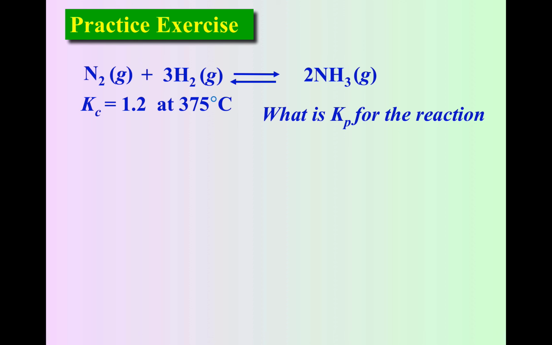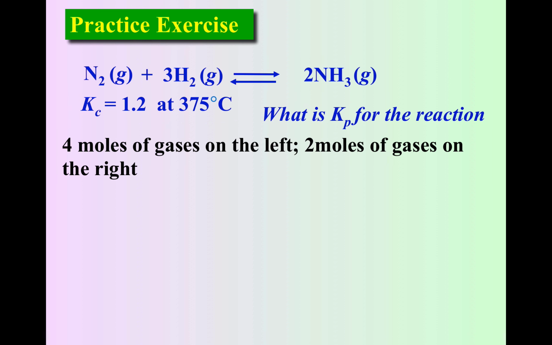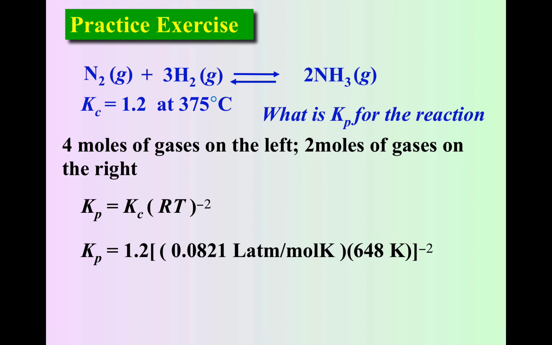What is Kp for this reaction? Okay, so we're using that equation again. I've got 4 moles of gaseous reactants, 2 moles of gaseous products, so 2 minus 4 gives me a minus 2. So yes, you can raise RT to a negative exponent, right, to the negative 2 power. So plug in R, plug in T, multiply it by Kc, and get Kp.